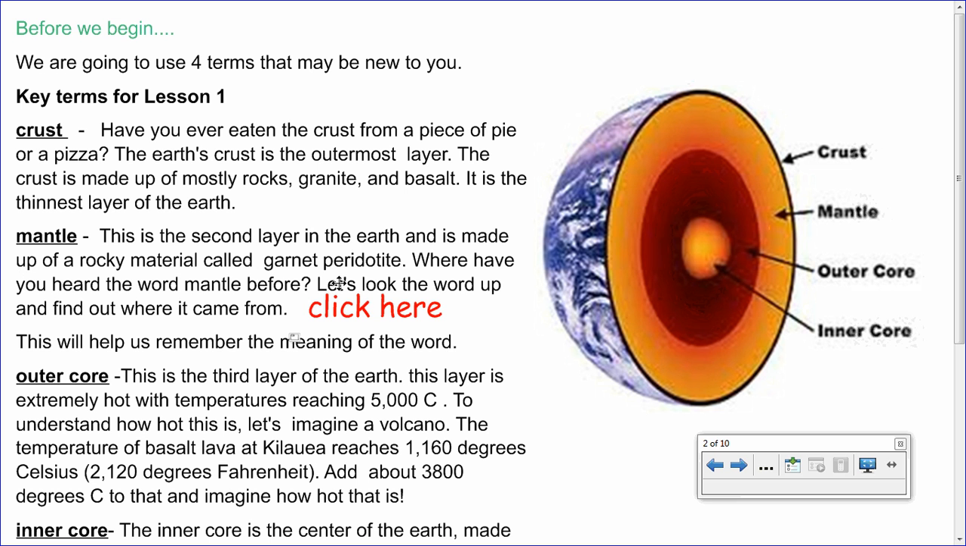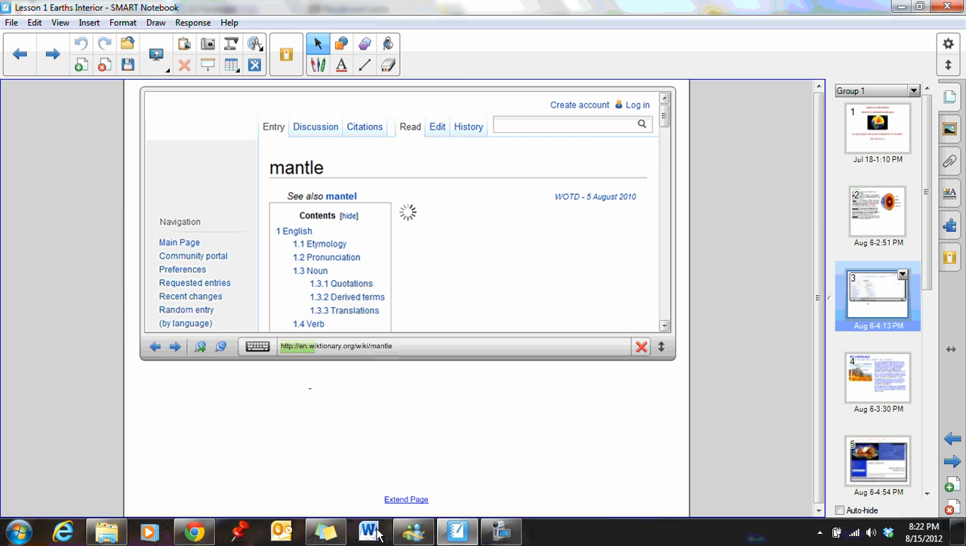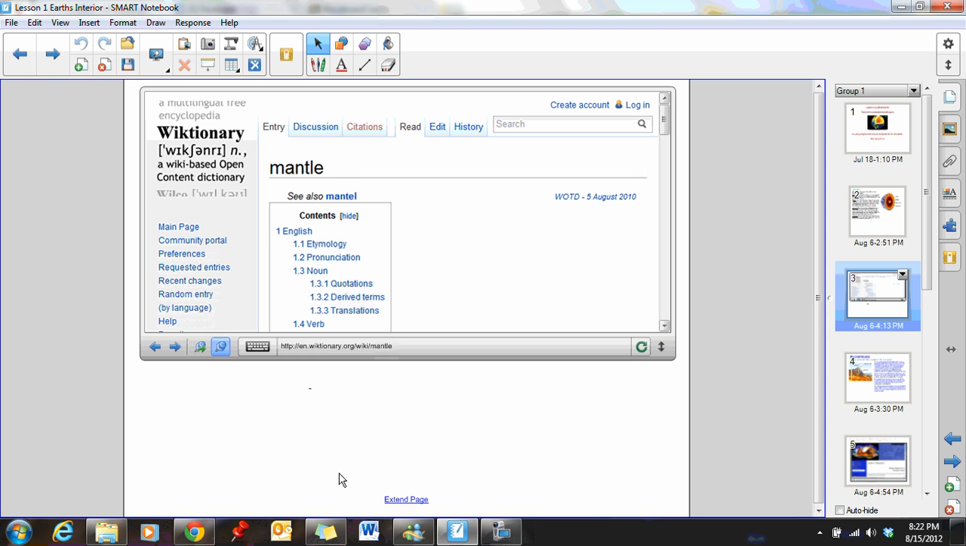Mantle. This is the second layer in the Earth and is made up of rocky material called garnet peridotite. Where have you heard the word mantle before? Let's look the word up and find out where it came from. This will help us remember the meaning of the word. See if our link is working. Well, if the link doesn't work, we can just go right here to mantle.